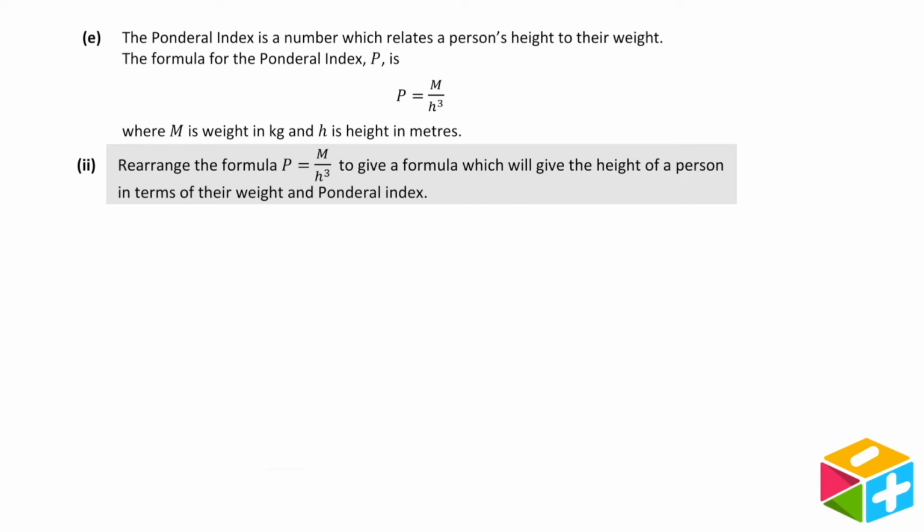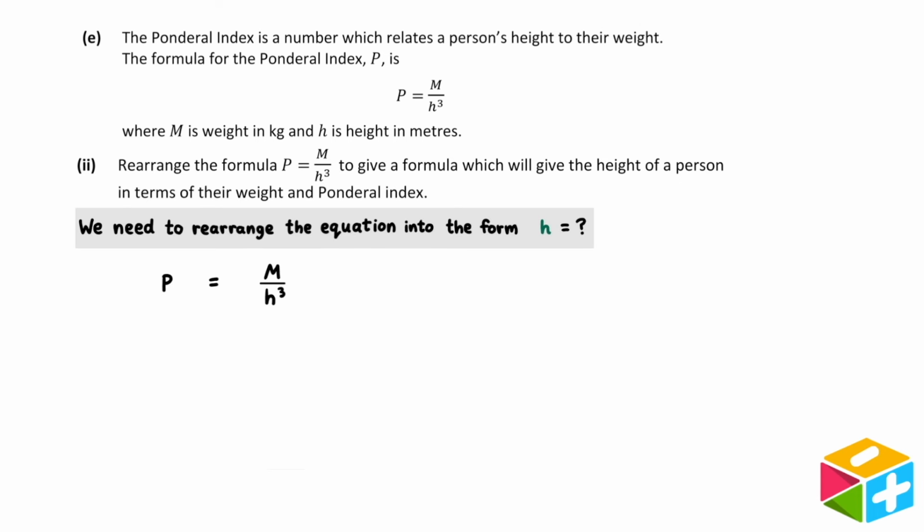In the next part of the question, we must rearrange the formula p is equal to m over h to the power of 3 to give a formula which will give the height of a person in terms of their weight and ponderal index. In our formula, h represents the height. We're asked to rearrange our formula to give height in terms of the weight and ponderal index. In other words, we need to rearrange the equation into the form h is equal to something.